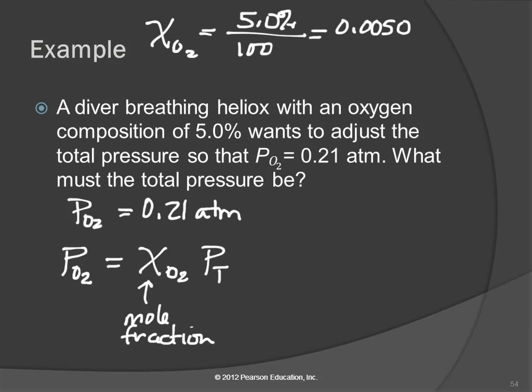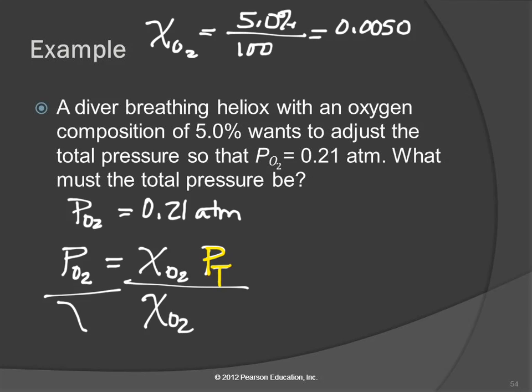I want to find the total pressure. So I need to take this equation and rearrange it, which means I also need to get rid of this because it's in my way. That's better. So I'm going to divide by the mole fraction of oxygen on both sides. Mole fractions cancel out. The total pressure equals the partial pressure of oxygen divided by the mole fraction of oxygen.